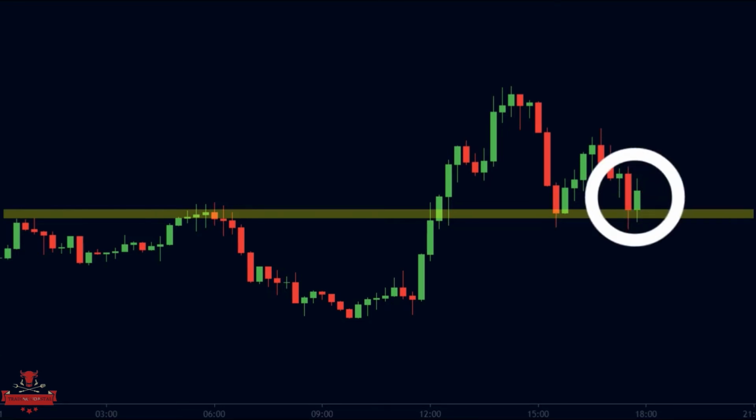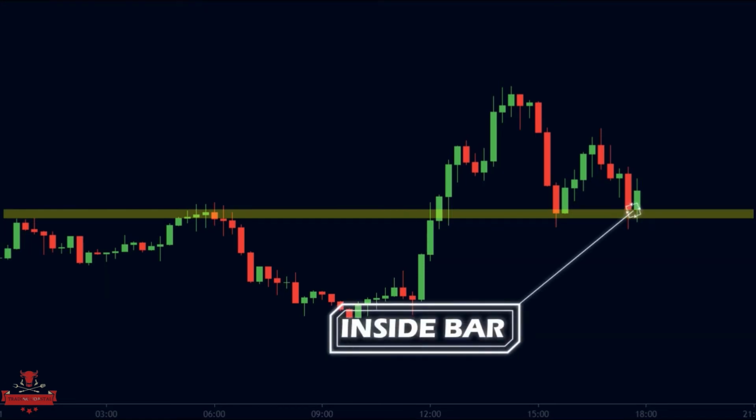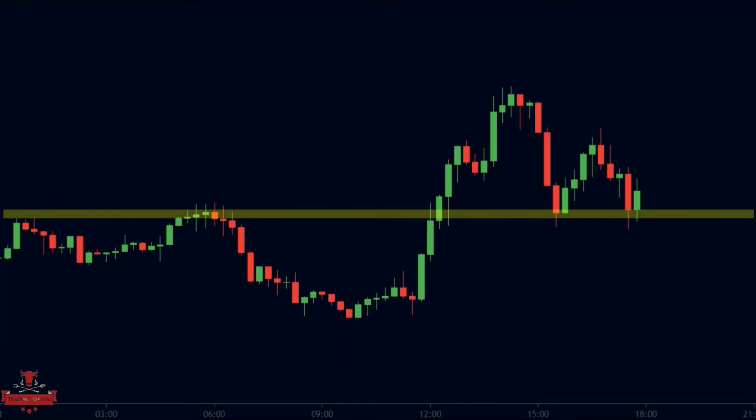Now, here we see that the green candle is entirely inside the range of the previous red candle. So, what do we call this candlestick pattern? We call it the inside bar candle. If you can remember, the inside bar candlestick is a breakout pattern. Hence, if the price breaks above the high of the green candle, we can buy the pair. Similarly, if the price breaks below the low of the candle, we can sell.